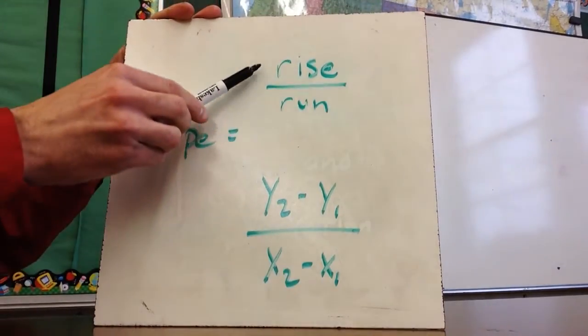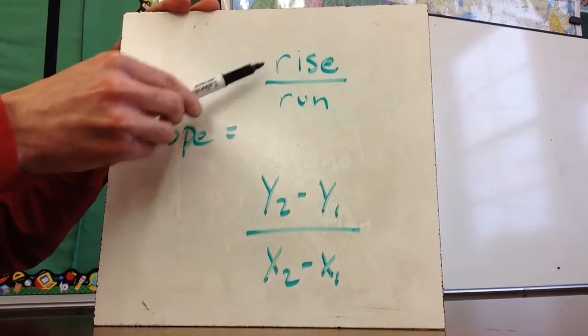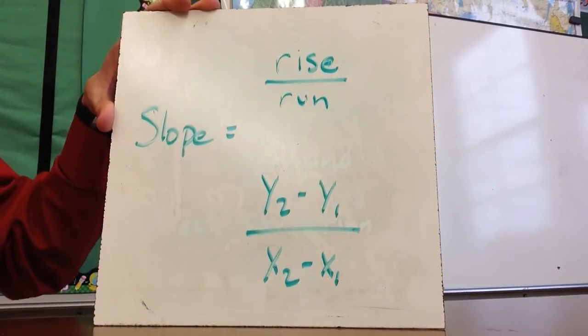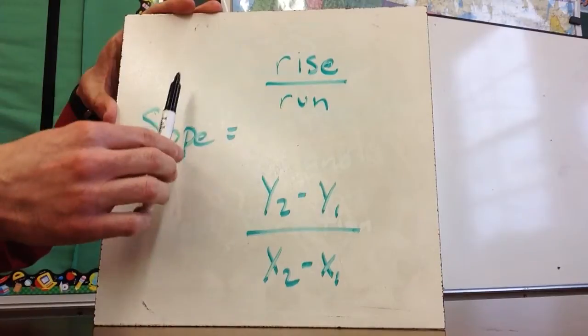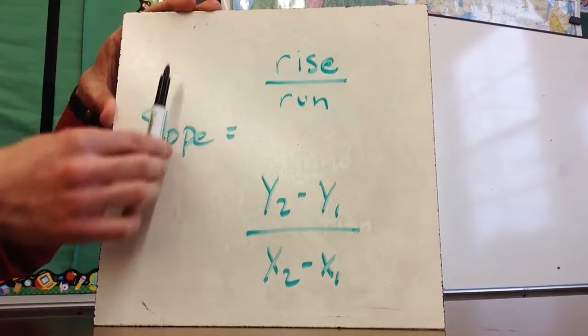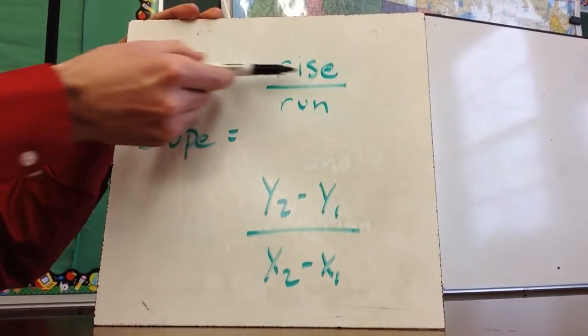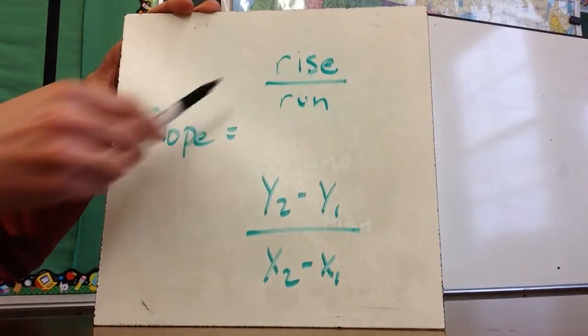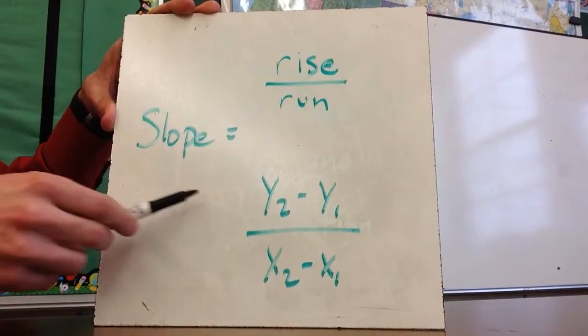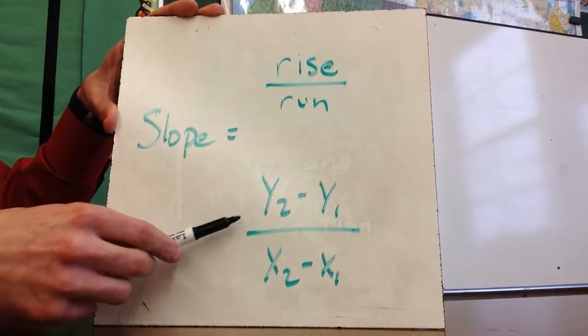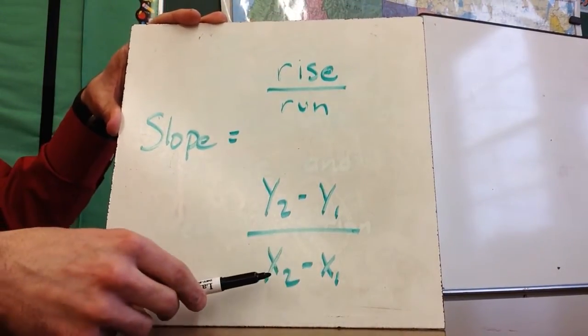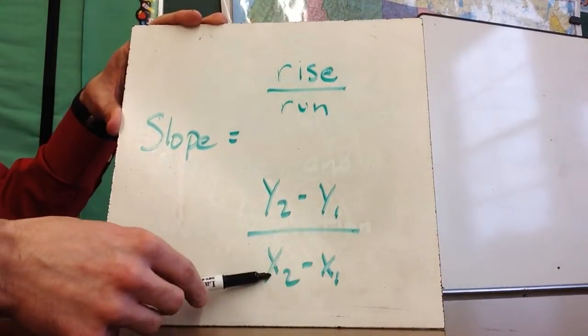The first is rise over run, and you're going to hear this phrase often when we're discussing slope. It's the idea that we first use the rise, which is the y, over the run, which is the x. So it's rise, then run, and it's written in the form of a fraction. The other way, which is more the formula, is y2 minus y1 over x2 minus x1.